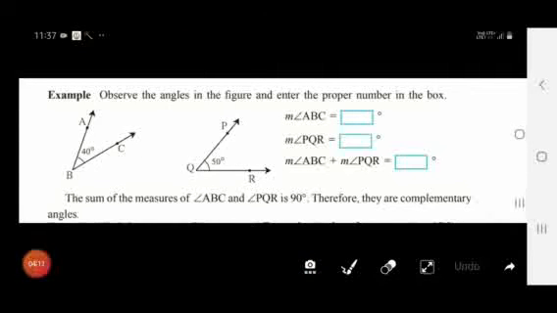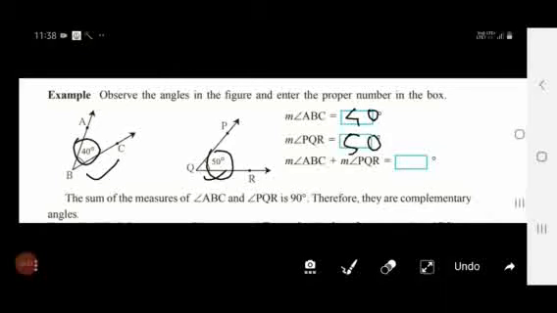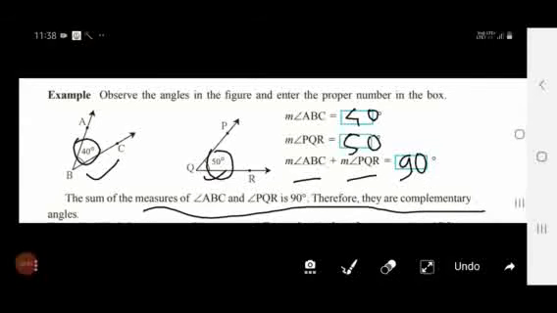For example, consider these two angles ABC and PQR. Measure of angle ABC is 40 degrees, measure of PQR is 50 degrees. So here you will write, measure of angle ABC is 40 degrees and PQR is 50 degrees. Now if we add angle ABC and PQR, that will be 90 degrees. Means these two angles are complementary angles.